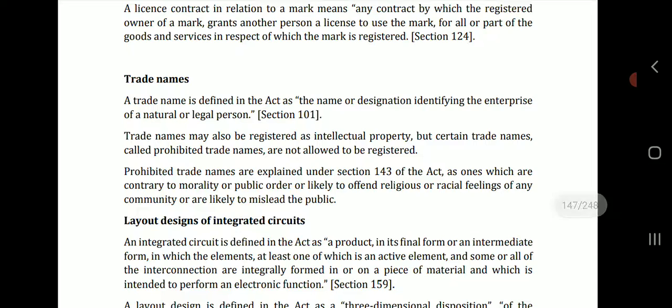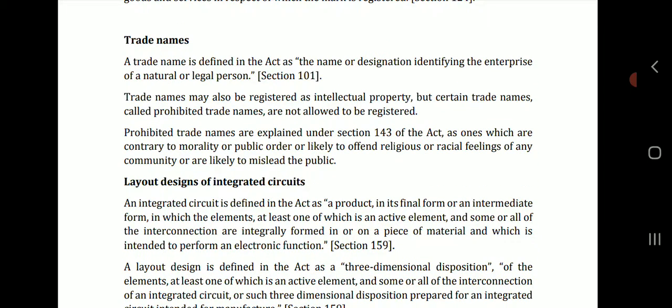You can take trade names, simple and easy. According to Section 101, and in Section 103, prohibited trade names are those contrary to public morality, or that offend the religious or racial feelings of any community, or that mislead the public. Names that inflict on morality or offend the public will not be registered as trade names, such as swear words, anti-religious words, and anti-racial words. Those things are prohibited under Section 143. It will also be researched by the committee of the IPO, and they are the ones who will say yes or no.